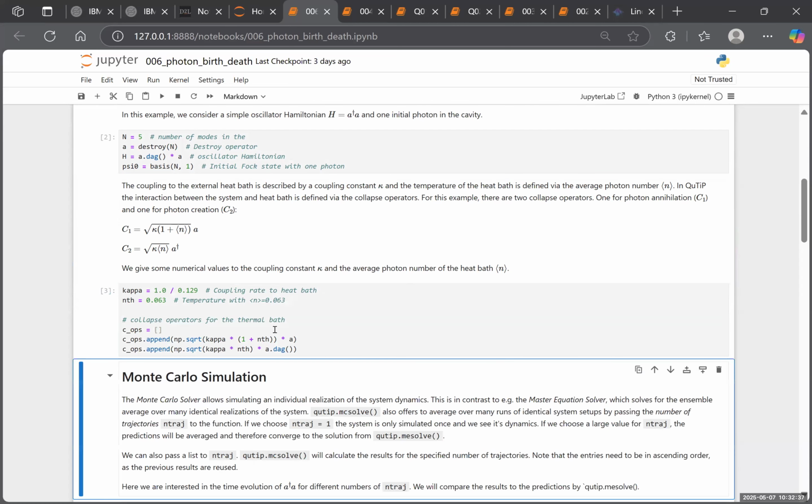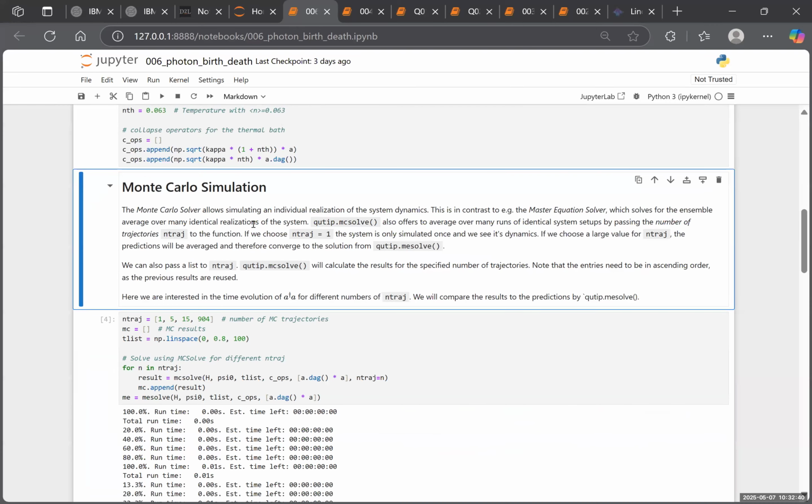Then you do the Monte Carlo simulation. It allows an individual realization of the system. So this is like you take a photon and then follow its dynamics as it jumps discretely. Okay. In contrast to the master equation solver, which solves for the ensemble so you're averaging over, this Monte Carlo solver allows you to observe the trajectory.